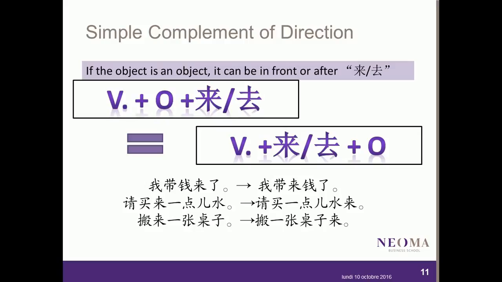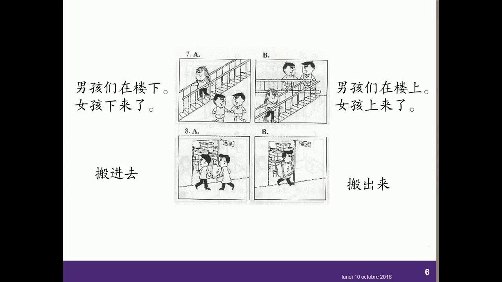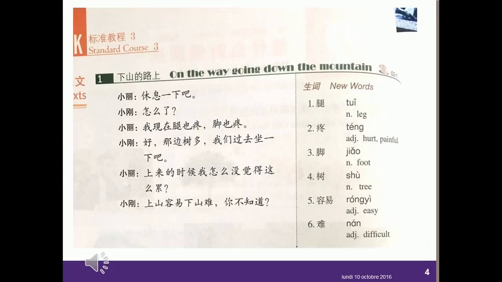Alrighty. So let's go back to the sentences, text one, and listen to it one more time, okay? Let's do it. 第二课，他什么时候回来？ Lesson two, when will he come back? 课文一，下山的路上。 Text 1. On the way going down the mountain.